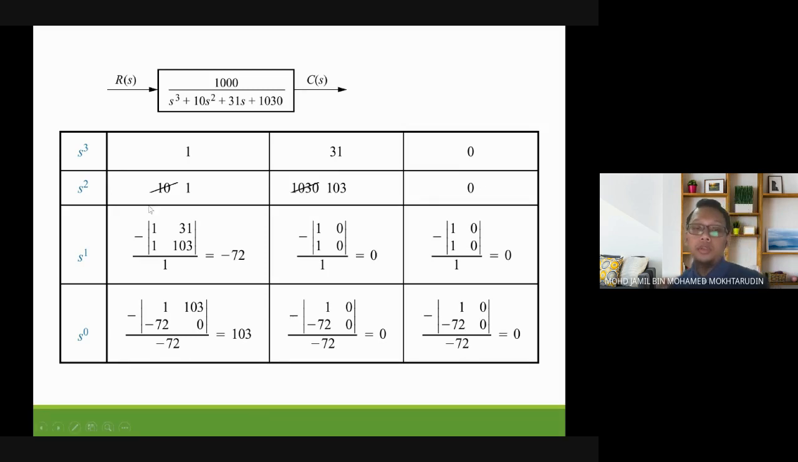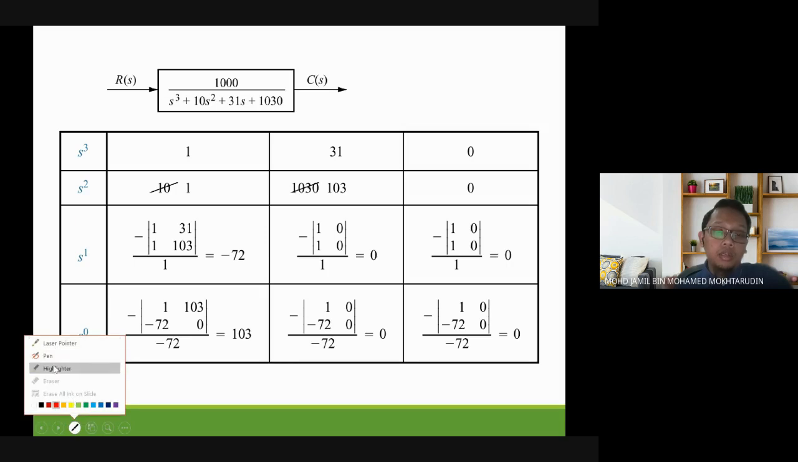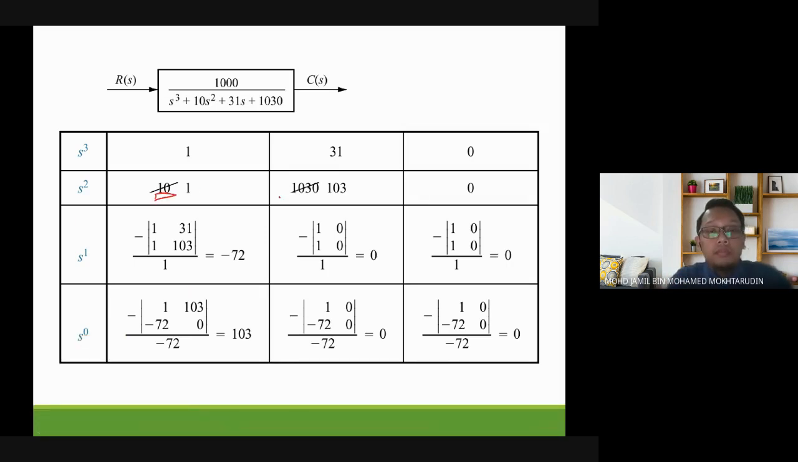And then you can simplify the rows that have similar factors. So in the second row, you have a similar factor of 10. So you can factorize 10, so it becomes 1 and 103. But you can also not factorize, okay, it will produce the same result. So if you are unsure, then just leave it as 10 and 1030. You don't need to factorize.